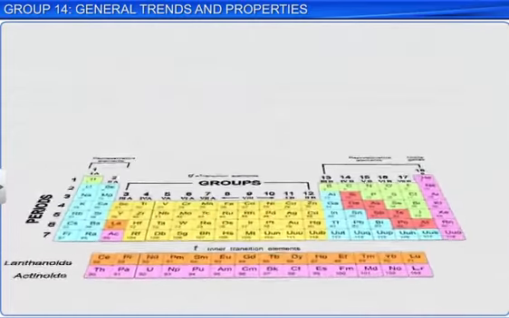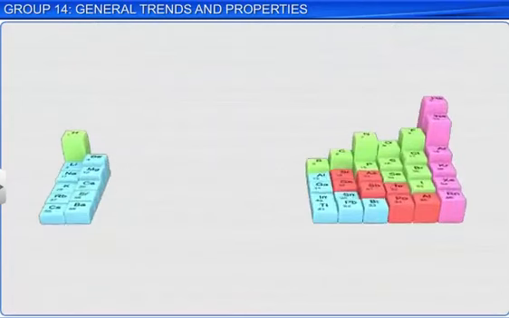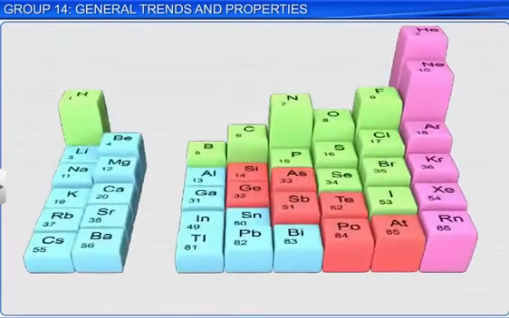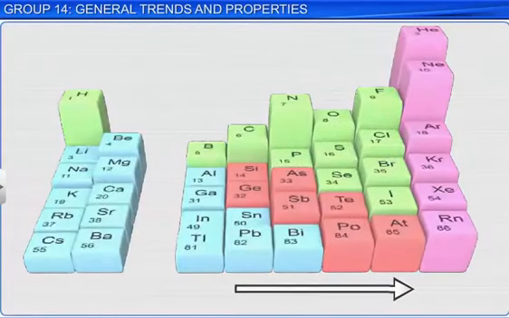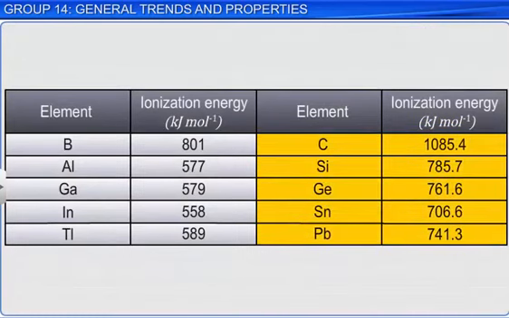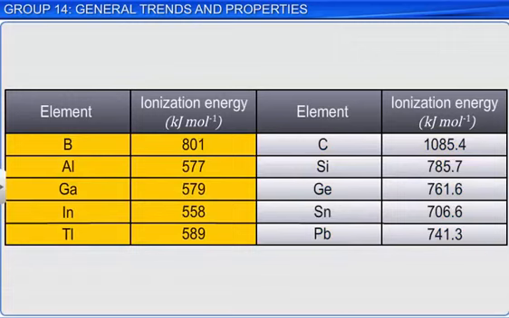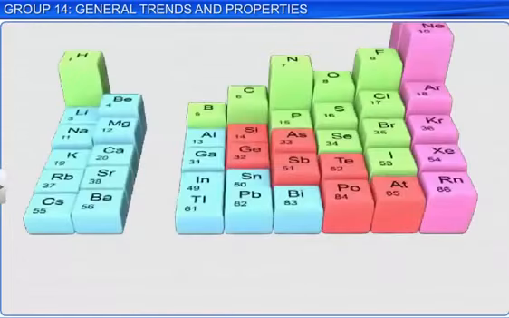In general, ionization energy increases from left to right. The group 14 elements have higher ionization energies than the elements of group 13, as shown in the illustration. In general, ionization energy decreases down a column.